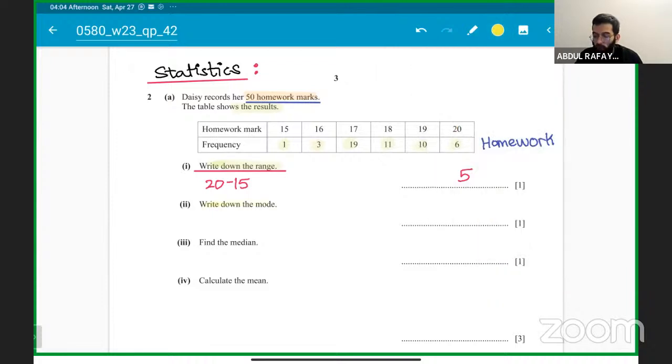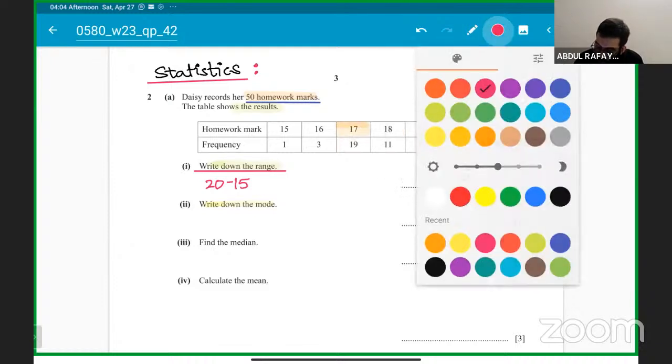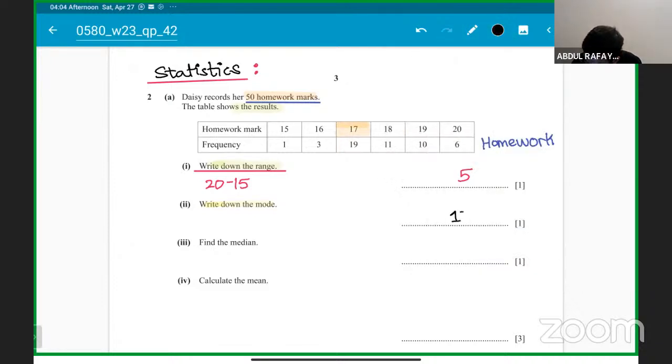Then we will write down the mode as well. What is the mode? Mode is the most repetitive number. So we are going to say that the most repetitive number is what? 17 marks are the most, because there are 19 homeworks which have 17 marks. So 17 is the most repetitive number. That's the mode. Okay. Understood?